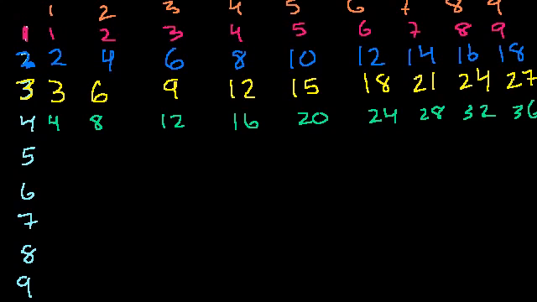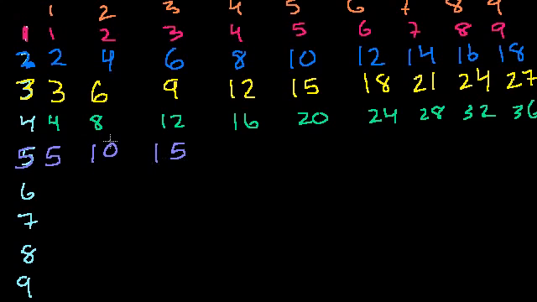5 times 1 is going to be 5. I want to keep changing colors, so I'll just do it in rows like this. 5 times 1 is 5. 5 times 2 is 10. 5 times 3 is 15. I'm just going to increase by 5.